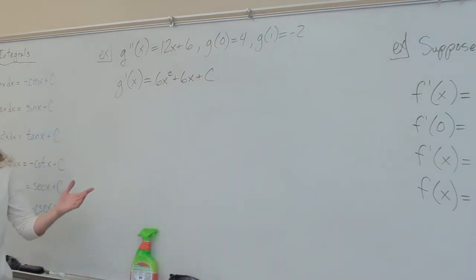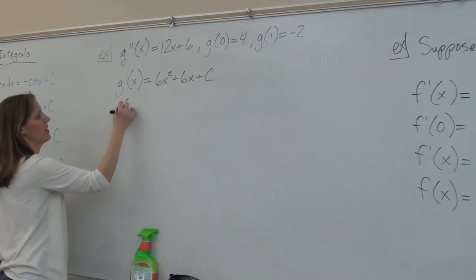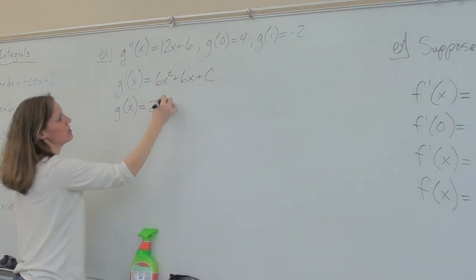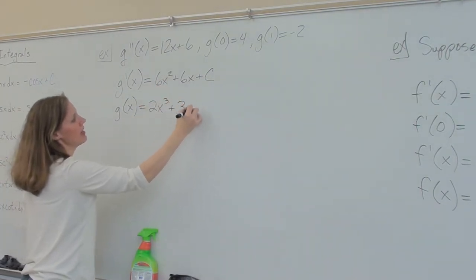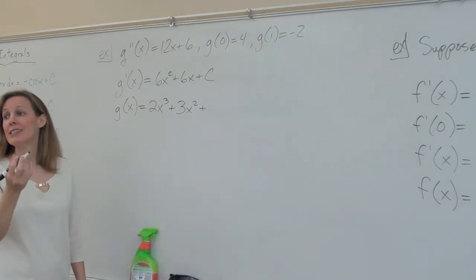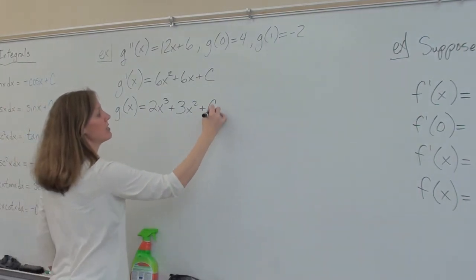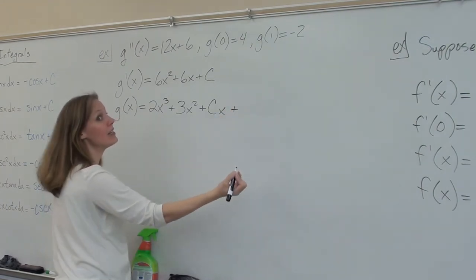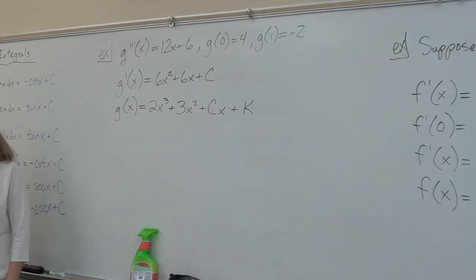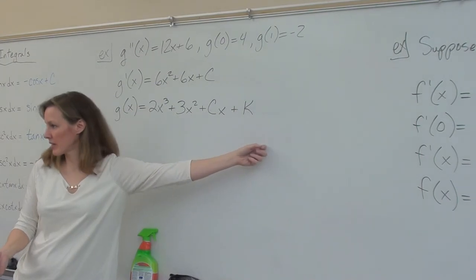Do I know any other information about g prime? Nope, so I can't do anything. Gotta go on to g. So g, well, let's see, this would be 2x cubed plus 3x squared. What's the antiderivative of c? cx, because c is a constant. The antiderivative of a constant is the constant times x, and I still have to put an unknown constant for this guy. Do you all understand? The antiderivative of c is not 0, it's cx. Then you gotta still add a plus k.